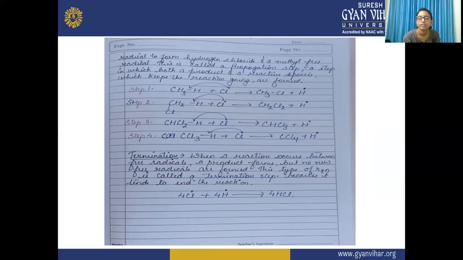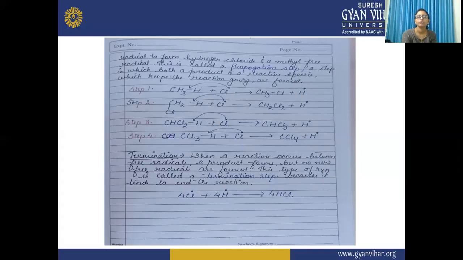Again, this reaction will continue until there is a hydrogen present in the methane. So here only one hydrogen is present. So this is also abstracted out. So there is a formation of carbon tetrachloride and a hydrogen radical.